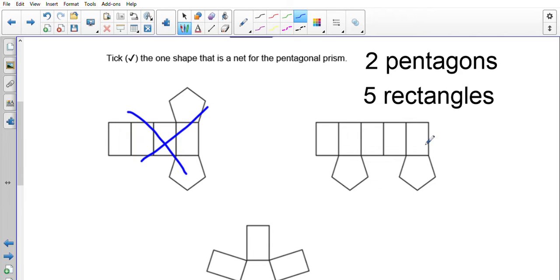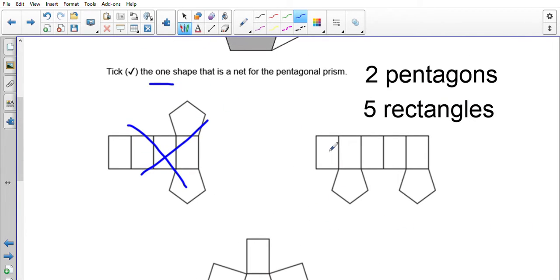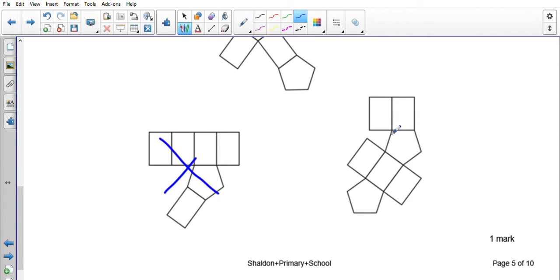If I have a look here and here and here, I'm looking for the one shape that's a net. Now we know from looking at nets that you have to have the faces on either end of it. This one here, you can see straight away that these two are going to overlap, and so that cannot work. I can see here that if I fold along the edges, I'm going to have an overlap between this face and this face here when these fold up. So it cannot be this one.